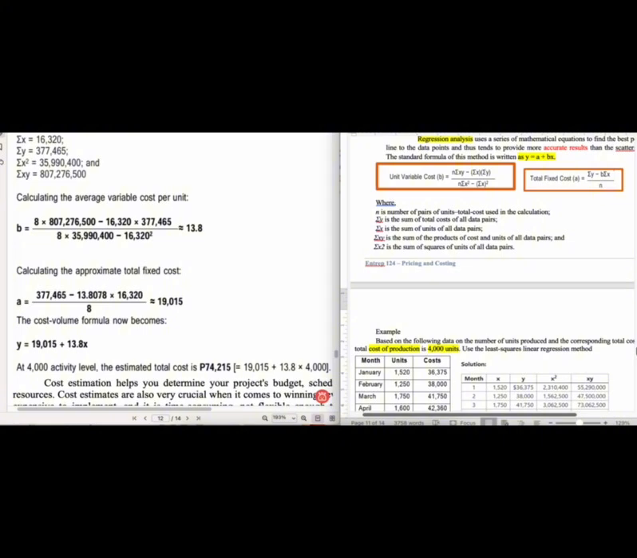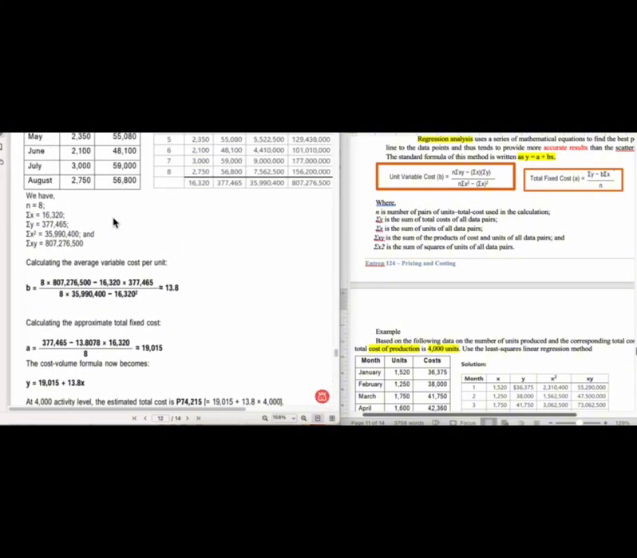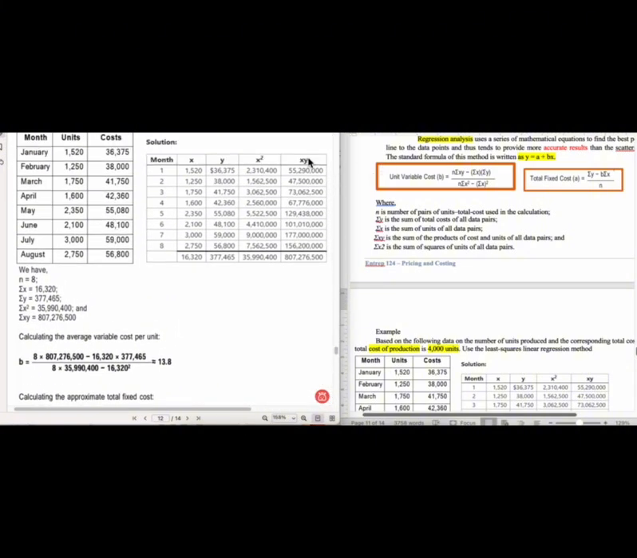Okay, again, we have to solve the unit variable cost, which is our b. So, b equals n summation of xy, where n is 8. The summation of xy, which was mentioned earlier, is 807,276,500, as shown in the table.